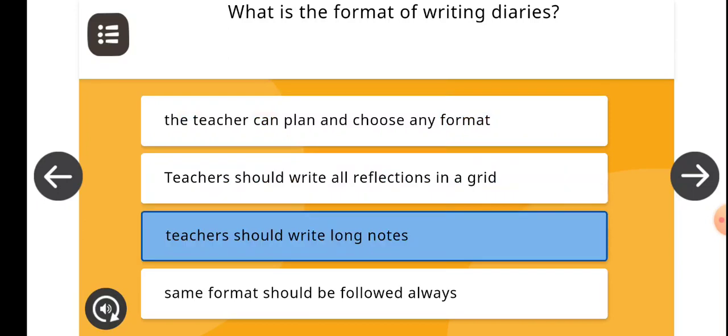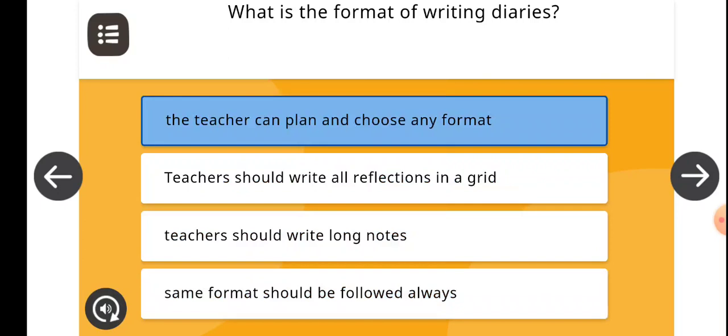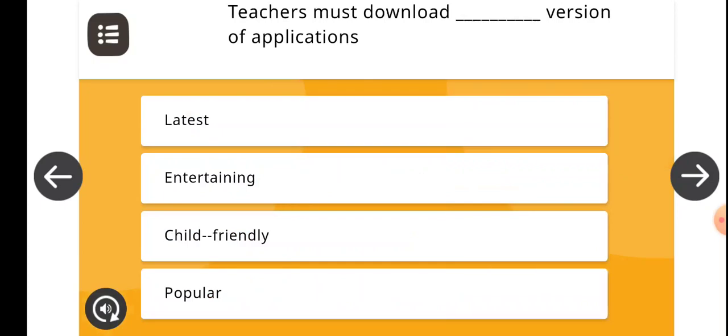And should the teacher write long notes? We are not supposed to get a book and write big notes in it. Or should the same format be followed always? There is no specific format for a diary. So we are not supposed to copy the diary from others. Obviously the teacher has his own freedom to plan it and to choose any format. So option A is the right answer.